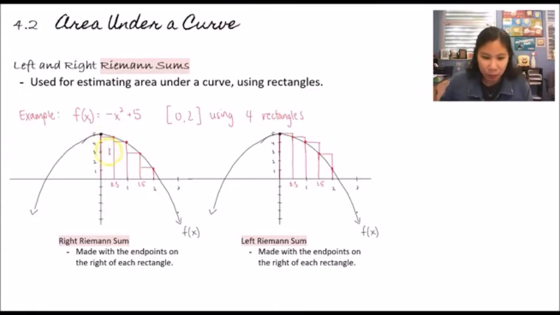So in this first rectangle, the height is the same as the height of the right side, like this point right here. And then this next rectangle is made with the height on the right side of this rectangle where it meets the curve. Same thing here and here.